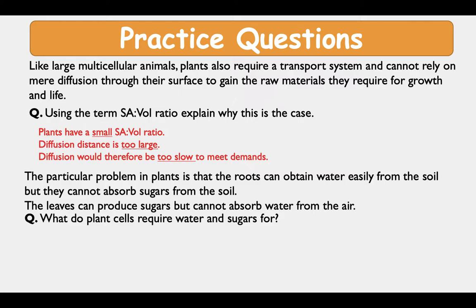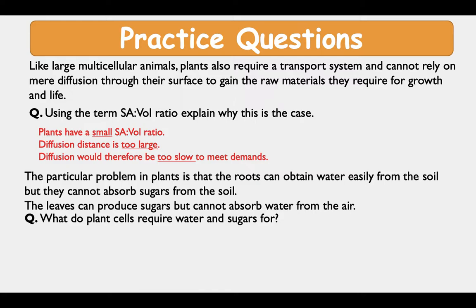So if you think of trees or ferns or even grass, that organism is far too big to be able to take in all the things they need by diffusion across their surface area alone. Because the diffusion distance is too large, it's going to take far too long for, say, carbon dioxide to get to the middle of the plant. So therefore, diffusion is going to be too slow to meet the demand.